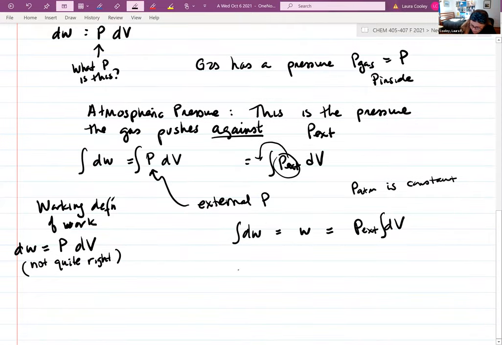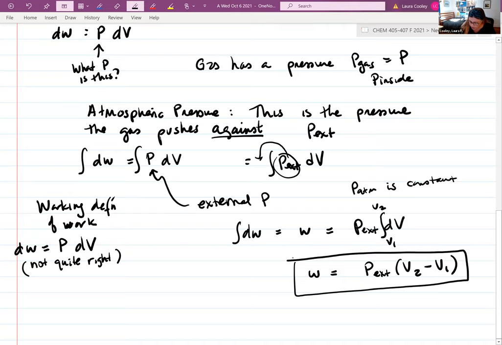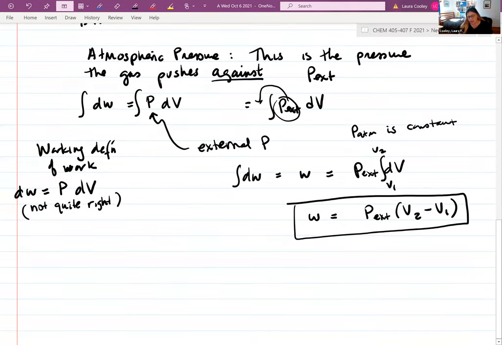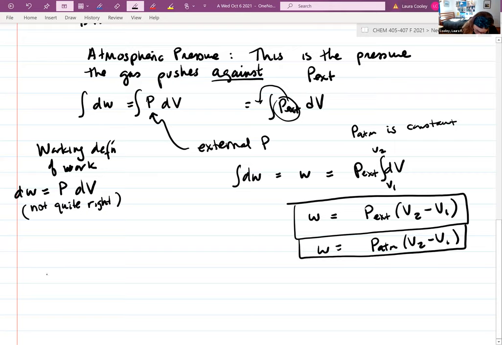And so what is the integral of dV? If it goes between V1 and V2, this is going to be P external times V2 minus V1. And this is the conclusion that we've come to so far. And now I'm going to tell you why this conclusion isn't quite right. By the way, this would also be P atmosphere times V2 minus V1, the same thing. So now the question is, why isn't this quite right?